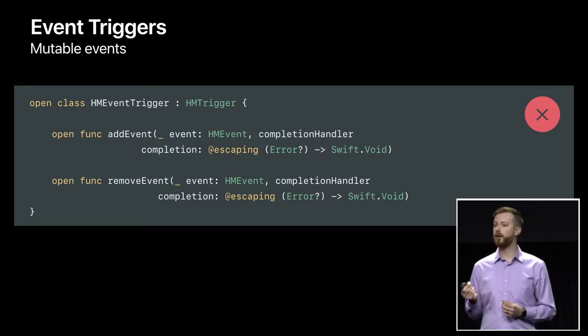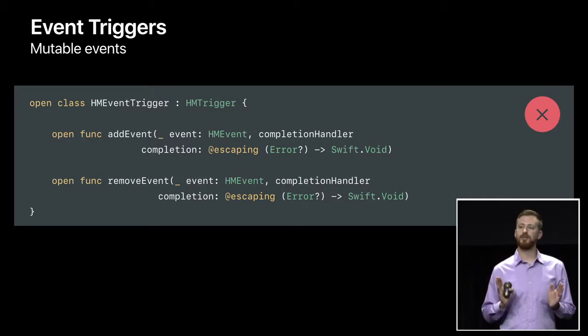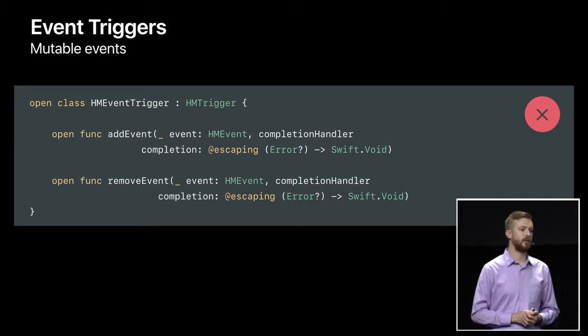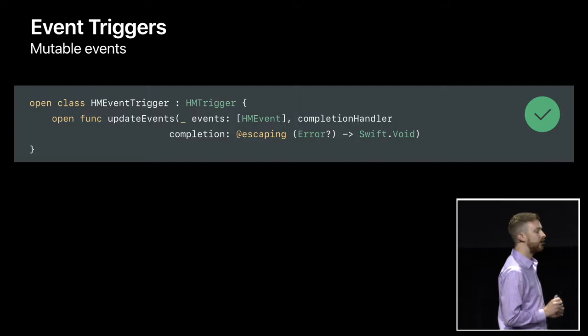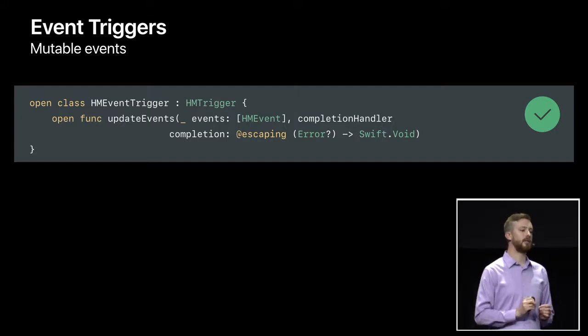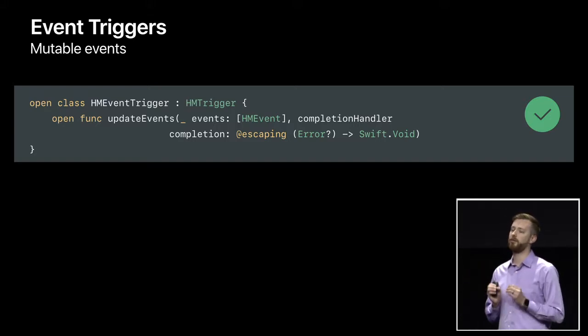Then, you had to remove the existing event via remove event with completion handler, and then add the new event via add event with completion handler. And this was a number of steps to update just one single event. And so in iOS 11, we've made it simpler via a single method, update events with completion handler. Now this takes a collection of HMEvents, which represent the new events for an event trigger.